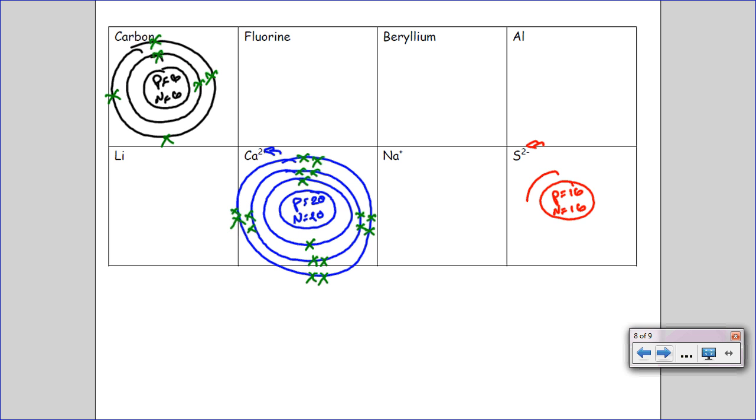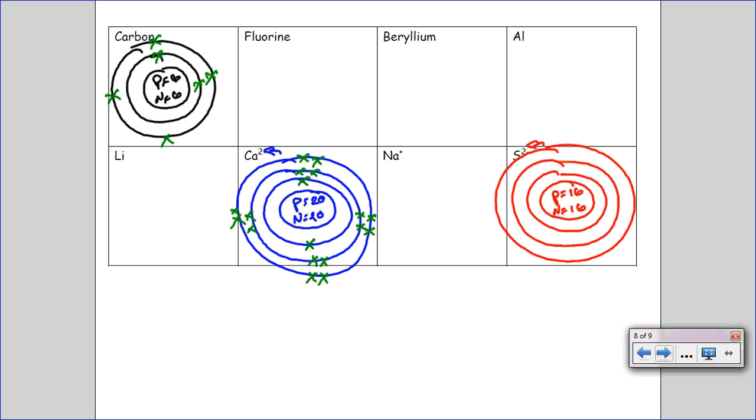There's my nucleus, so I have to have 1, 2, 3 principal energy levels for the 2, 8, 8. And then I got to fill in my electrons. 2 on the inside ring, 8 on the second principal energy level, and then 8 on the third principal energy level. There it is.